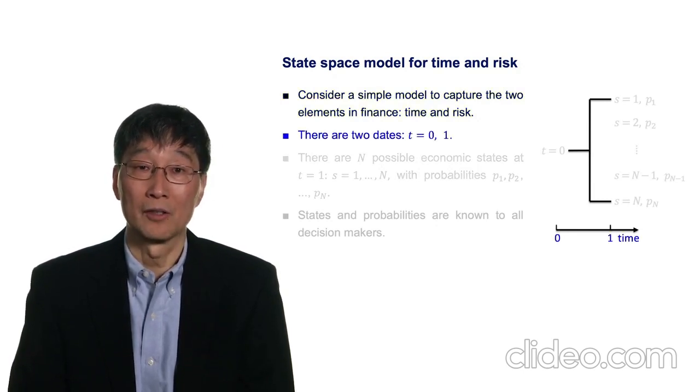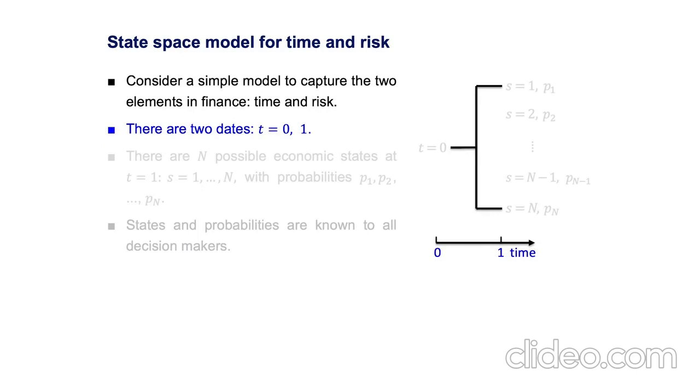We assume that there are two dates for the economy, today and tomorrow, or now and future. Denoting time by t, t equals 0 for today and 1 for tomorrow. Sometimes we also draw a horizontal line to represent time, the timeline, as shown at the bottom on the right-hand side of the slide. The two dates are marked as 0 and 1. For day 0, there's no uncertainty, but for day 1, there is uncertainty.